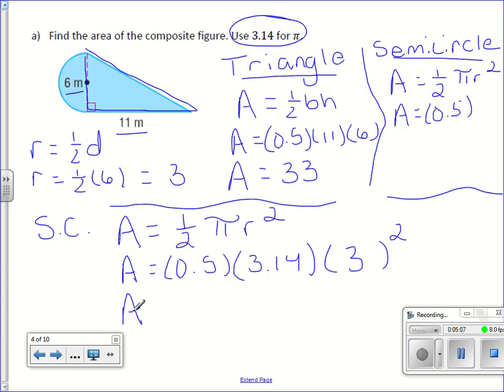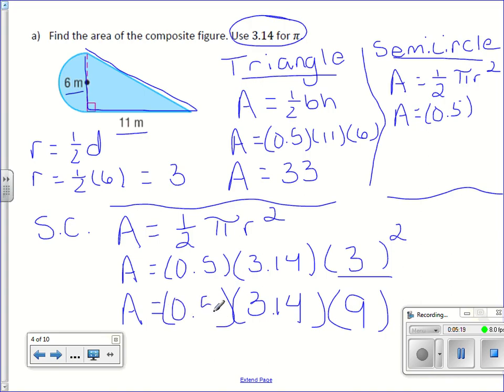When we are doing order of operations, we need to take care of our exponent first. 3 squared is 9. Bring down the other values. So we have 0.5 times 3.14 times 9. Type those in on your calculator, and you get an area of 14.13 meters squared.